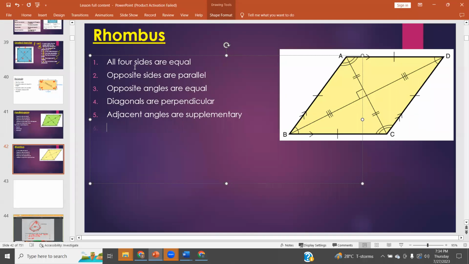And that's it. That's a good question. When we say adjacent angles are supplementary, what do we mean by supplementary? Let me see if you remember. It adds up to 180 degrees. Very good. It adds up to 180 degrees. That's for the rhombus, just a rhombus.